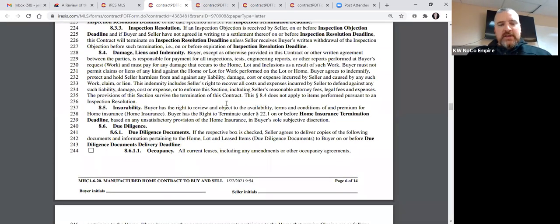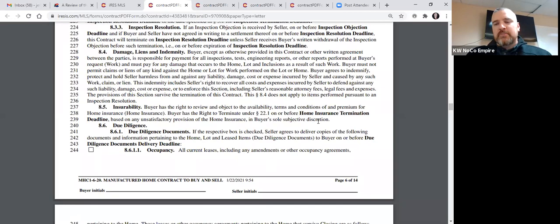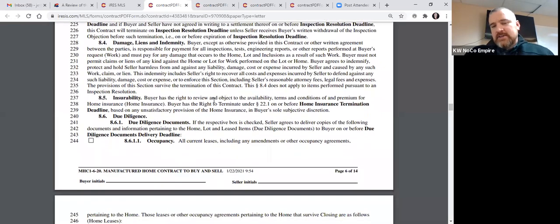Okay. Insurability. So again, we're not talking about the property insurance termination. We're talking about the home insurance termination. But again, it operates the same. Buyer needs to go make sure that they can get satisfactory home insurance on the home that they're buying, and it's contingent upon them reviewing all that in their sole subjective discretion. Okay.